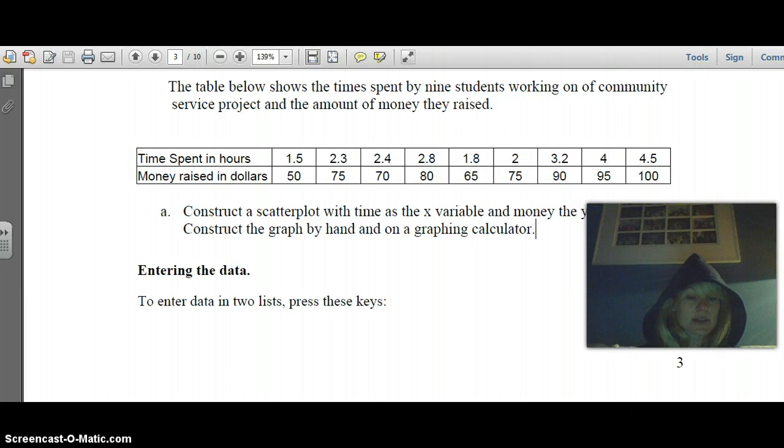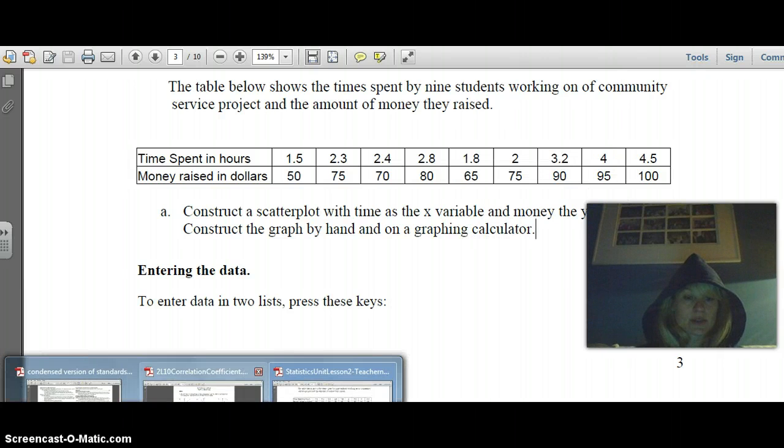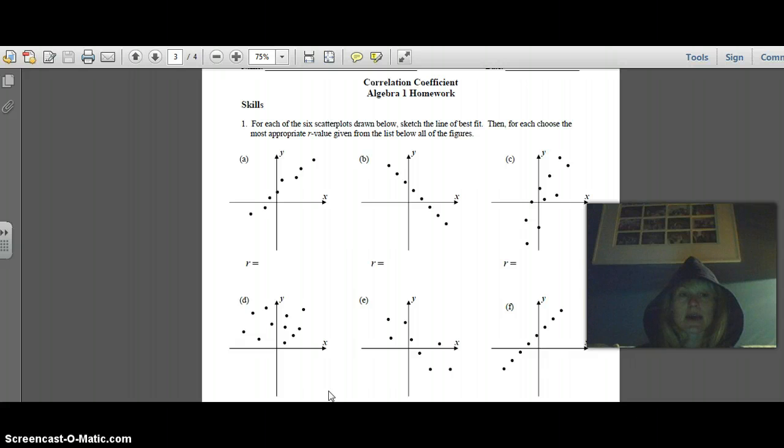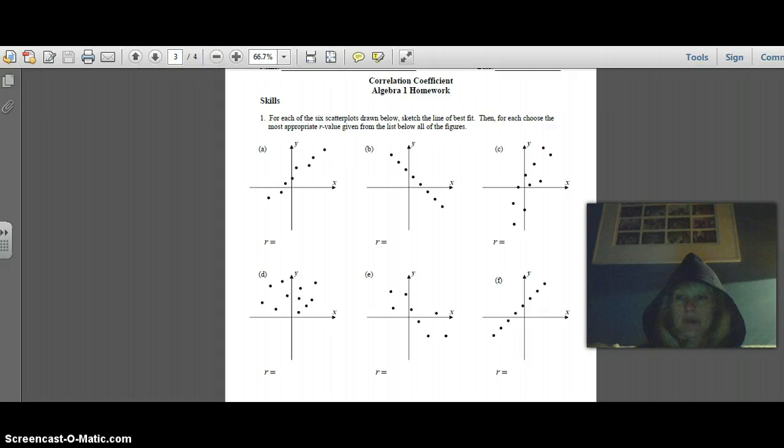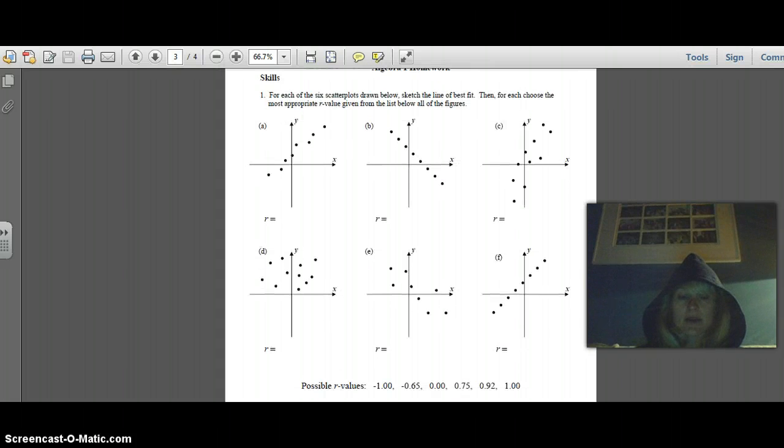The last thing I want you to do is I want you to look at this. Let's see, I'm going to have to, there we go. So here I want you to do on your own. You have A, B, C, D, E, and F, and they have R equals here. So all you have to list on your paper is A, B, C, D, E, and F. And I want you to pick which R values you think will go with which graph. So for this one you put R equals, and you'd pick one of these to go with that, and one of those to go with that, and that's it.